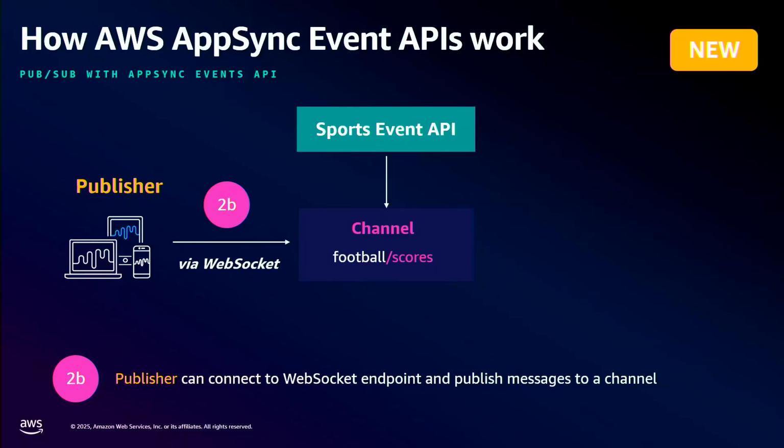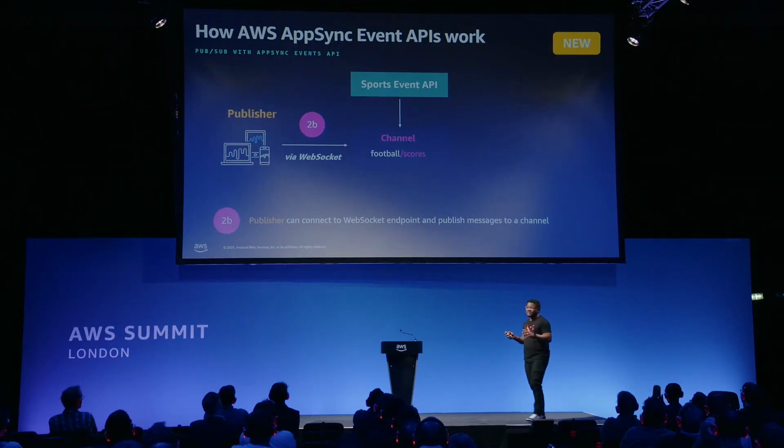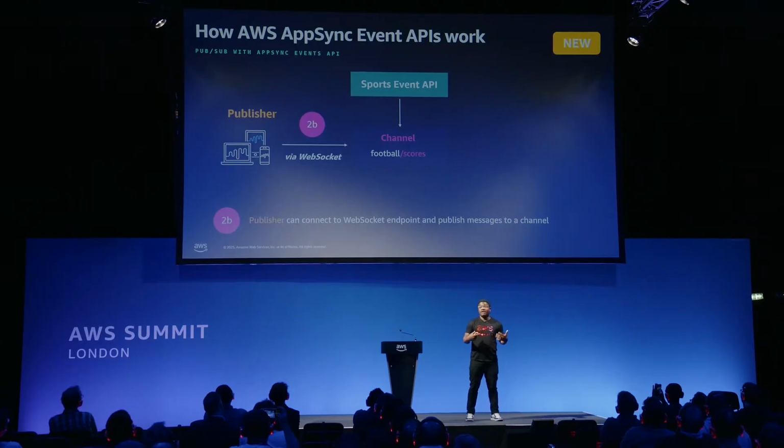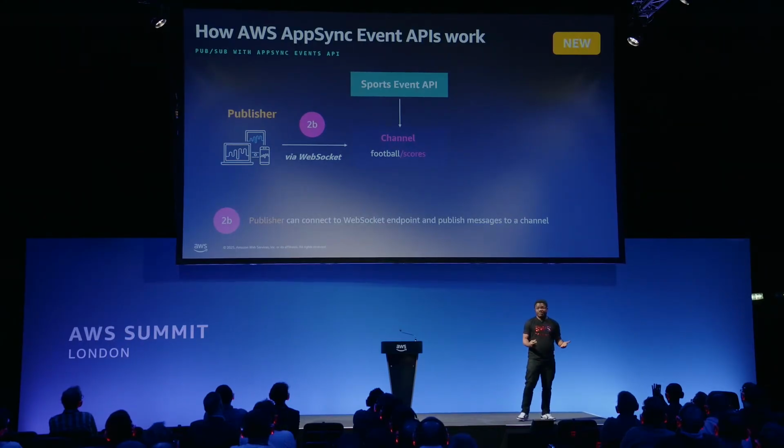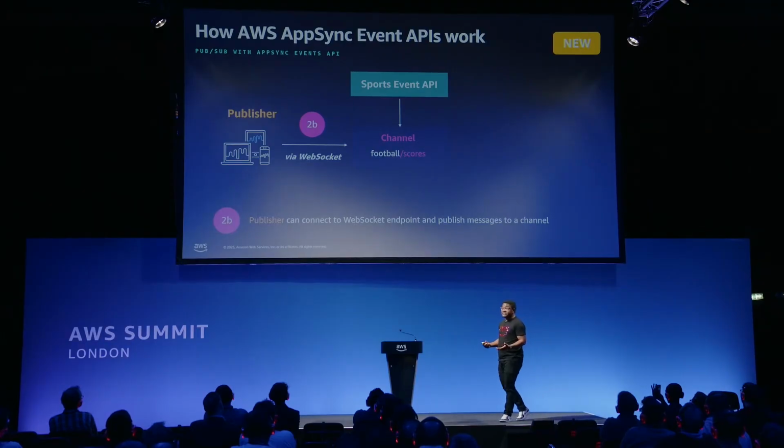Just over a month ago, we announced the ability for you to also publish via WebSocket. In my view, this is a game changer for developers building real-time applications, because what that then means is that AppSync Events is now bidirectional. You can publish and subscribe via a single WebSocket endpoint. You no longer need to maintain an HTTP endpoint for publishing and a WebSocket endpoint for subscribing. You can do that via a single WebSocket endpoint.